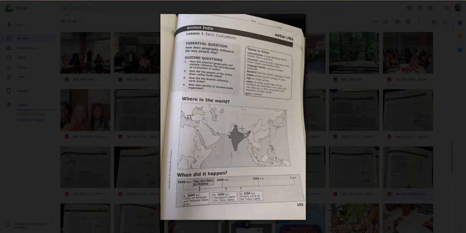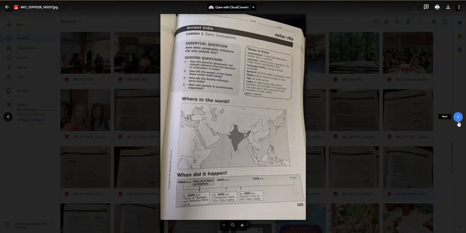Some terms to know are subcontinent, monsoon, language family, Sanskrit, Vedas, Raja, caste, and guru. So you can read the definitions. I just wanted you to hear the pronunciation, okay?